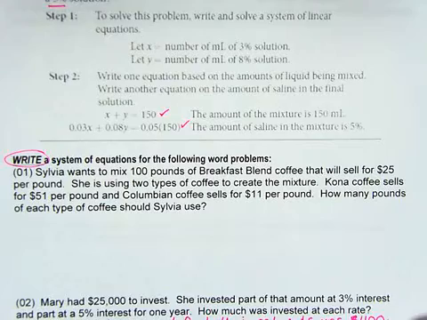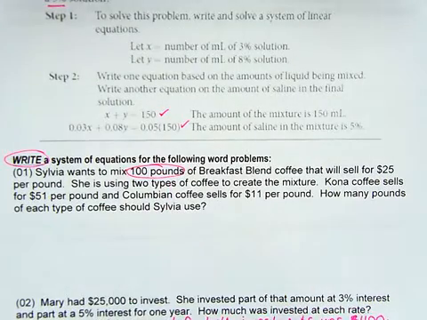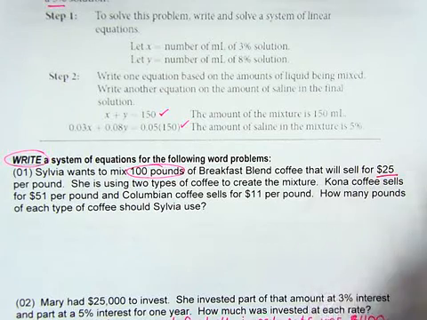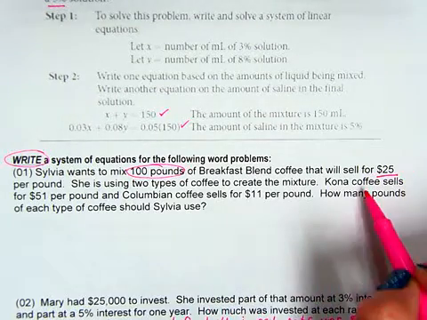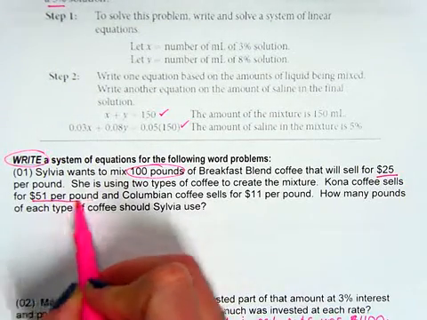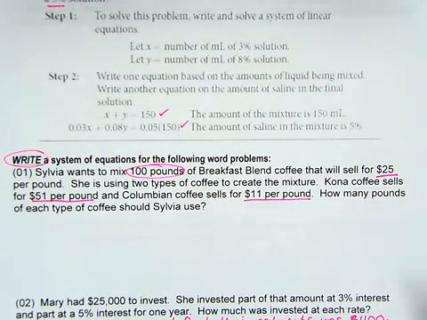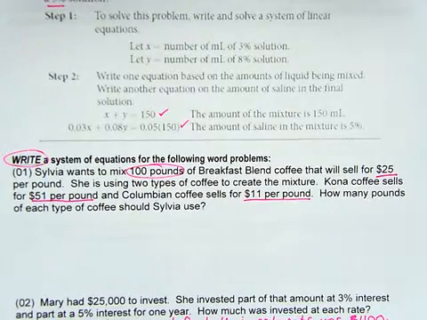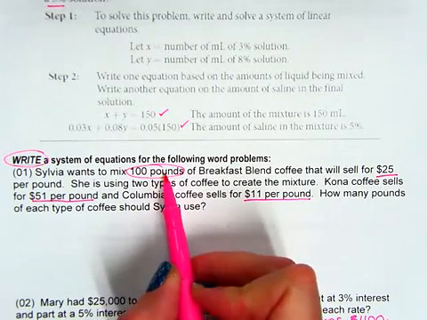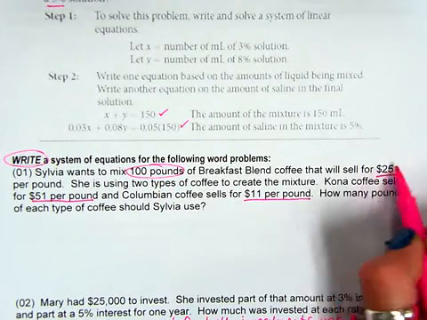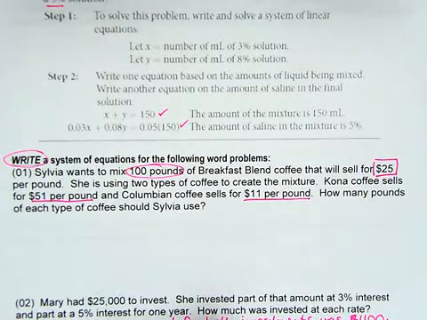Sylvia wants to mix 100 pounds, that's important, of breakfast blend coffee that will sell for $25 per pound. She is using 2 types of coffee to create the mixture. Kona coffee sells for $51 per pound, and Colombian coffee sells for $11 per pound. How many pounds of each type of coffee should Sylvia use? So if you notice, I have one equation that's probably going to be pounds, and another equation that's going to be in dollars, right? I've got 2, those are my 2 equations.